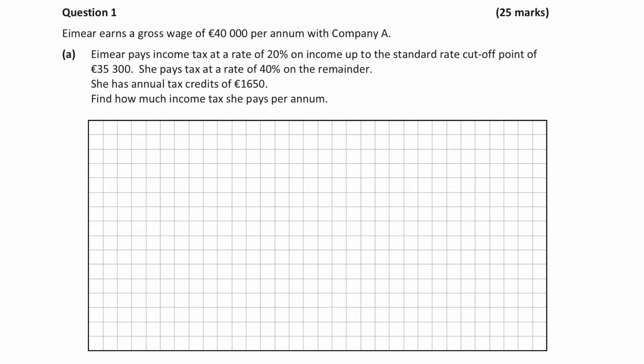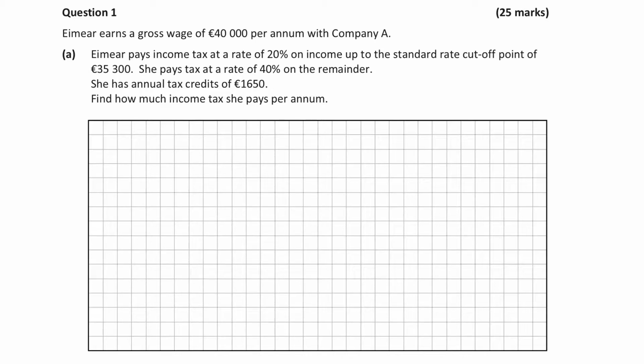So this is 2019, paper 1, question 1. So we'll start off there by looking at the question. Emer earns a gross wage of 40,000 per annum with company A. Emer pays income tax of 20% on income up to the standard rate cut-off point of 35,300.